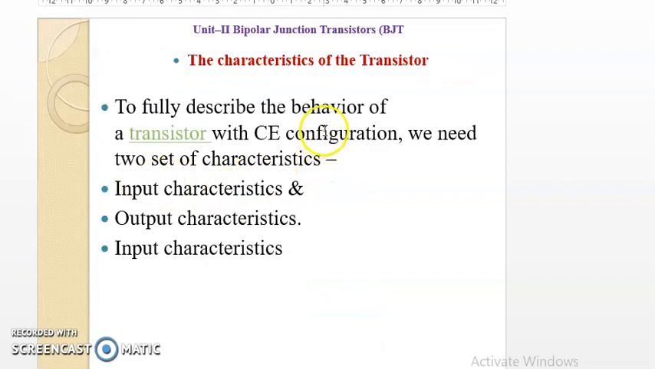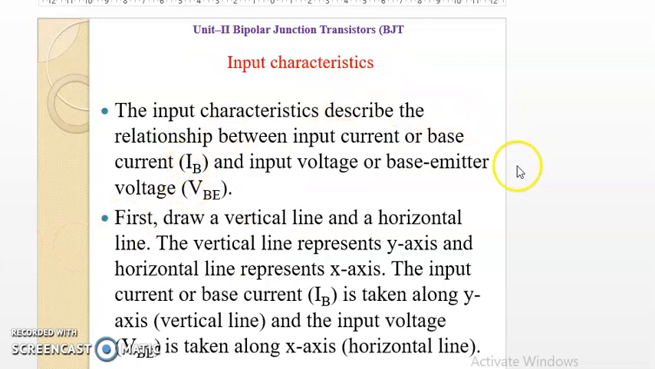To describe the behavior of a transistor in CE configuration, we need to study two sets of characteristics, input characteristics and output characteristics. Now let's discuss input characteristics in detail. Input characteristics is nothing but the relation between IB and VBE. IB is the base current, or we say input current. VBE is the base-emitter voltage, or we say input voltage.